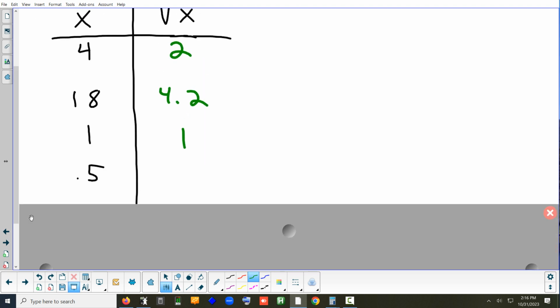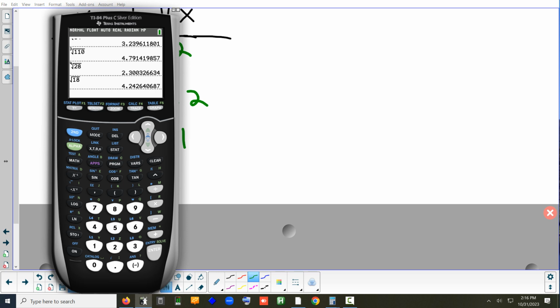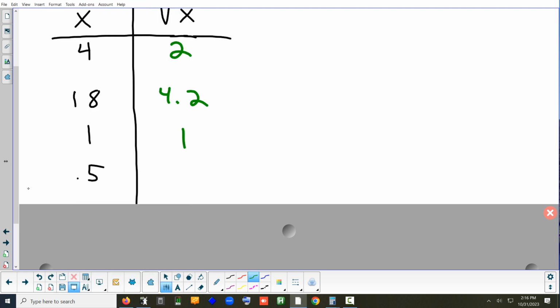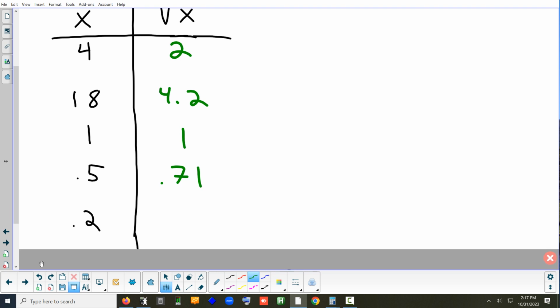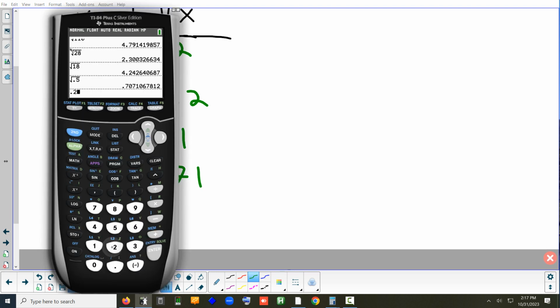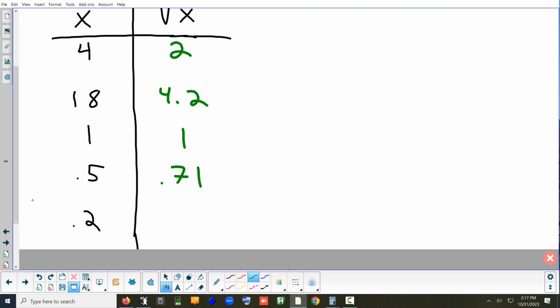Let's try this one. 0.5. So the square root of 0.5 is 0.71. What happened that time? You got bigger. Yeah, it got larger. And if you take the square root of 0.2, you think it's going to be smaller or larger? Larger. Yeah, it's going to be larger. It came out to about 0.44.